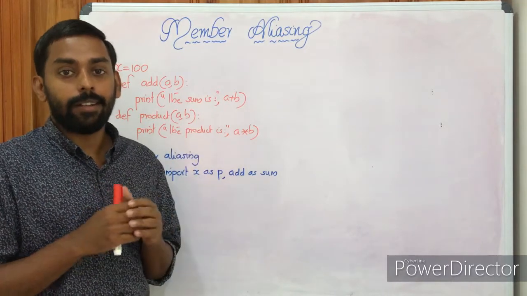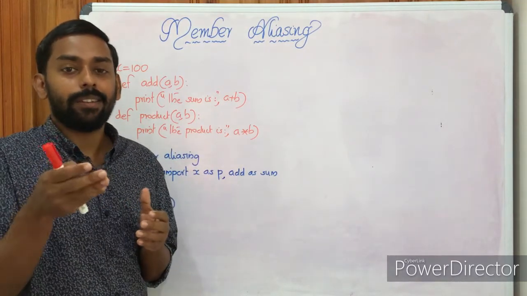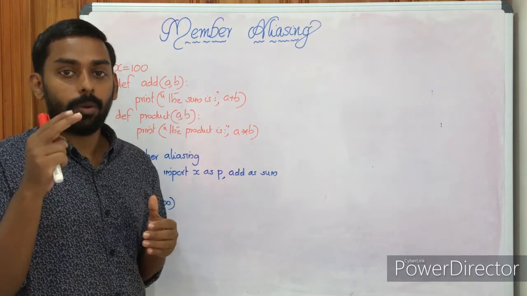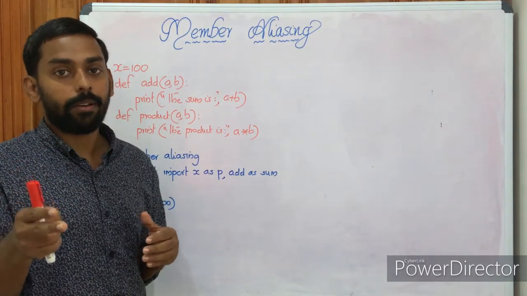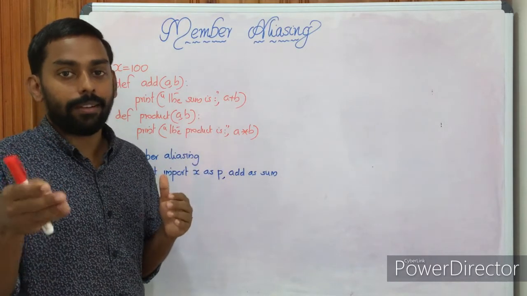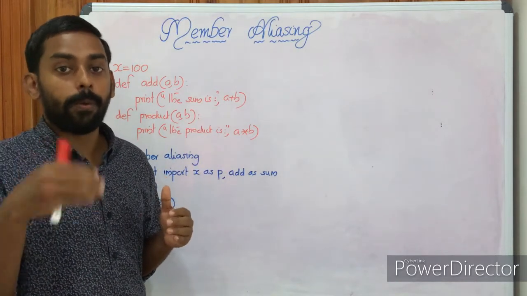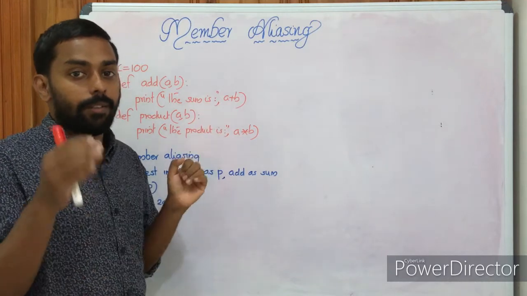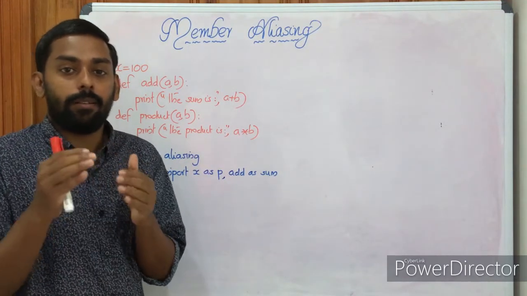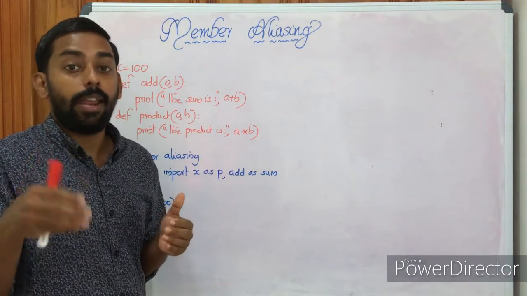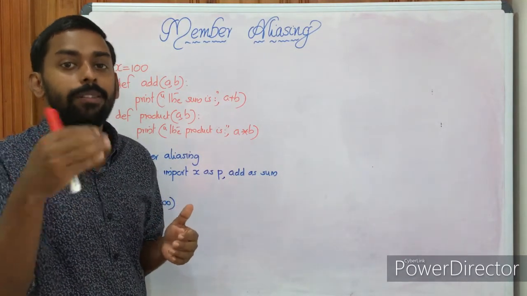And second is module aliasing. Aliasing is what? Giving another name. So after applying aliasing, there will be two names: original name and alias name. Okay, you know how to apply aliasing in the case of a module. And today we have another important topic: member aliasing. The same way as we alias a module, we can alias members also, members in the module.